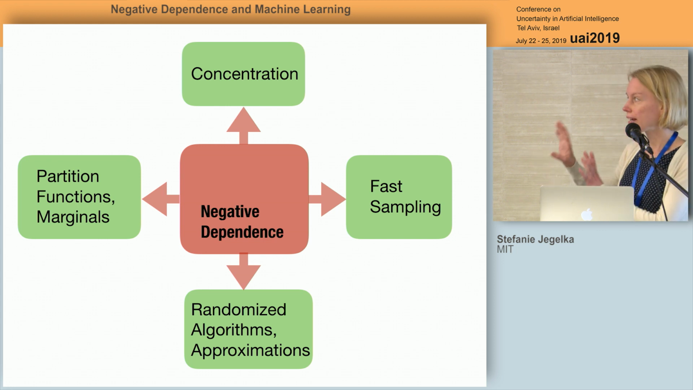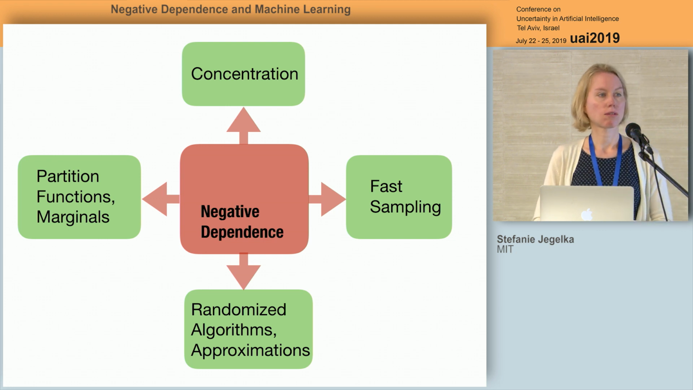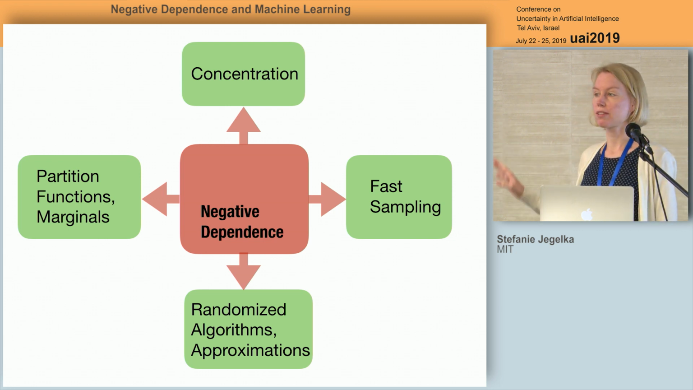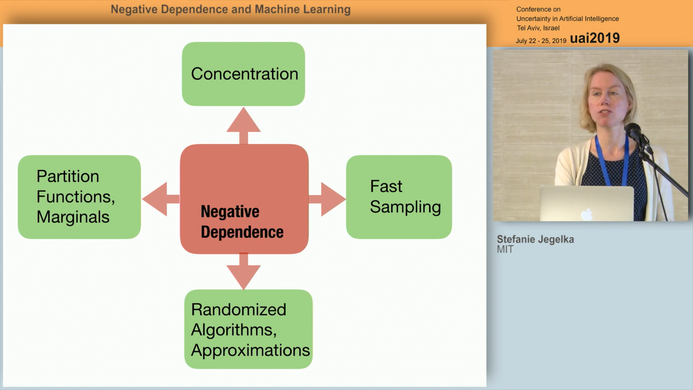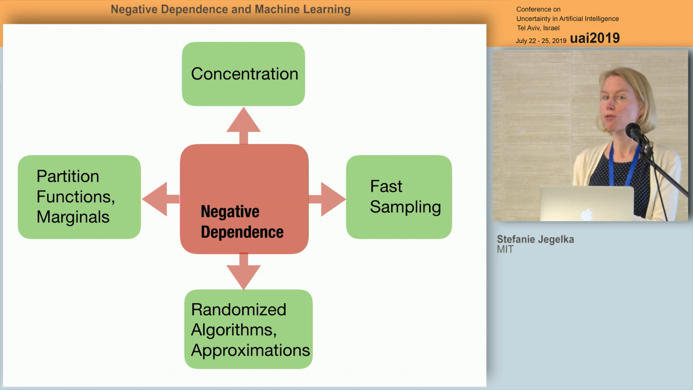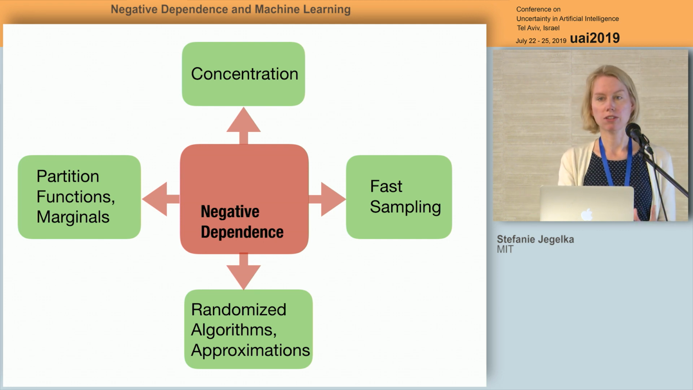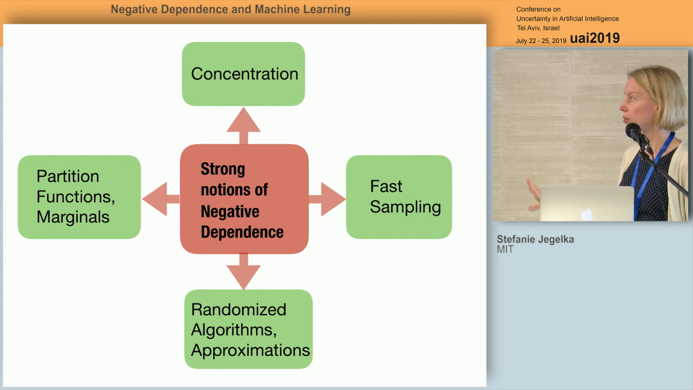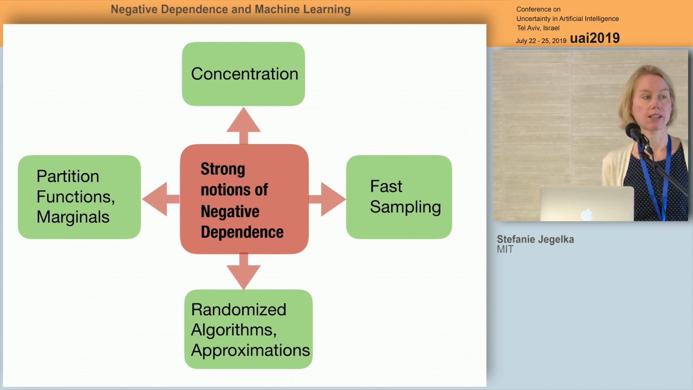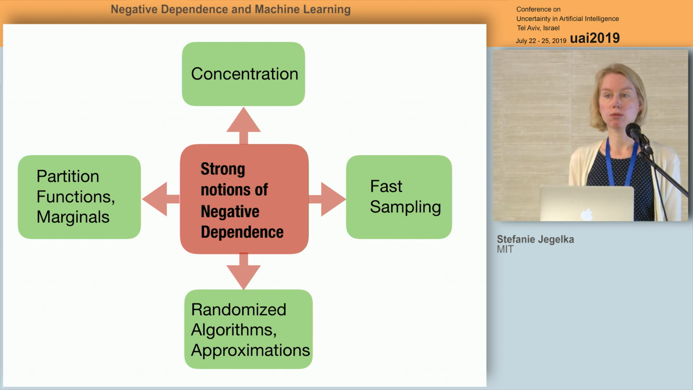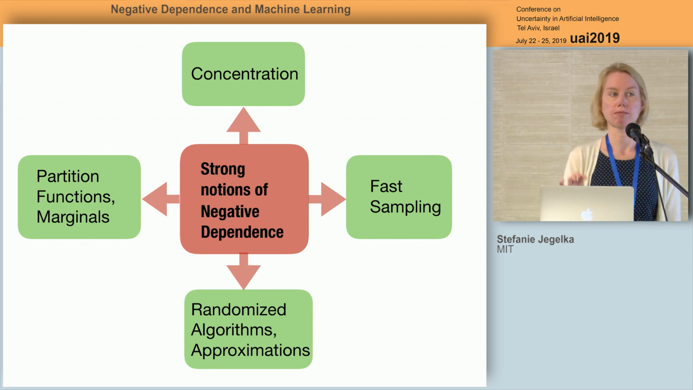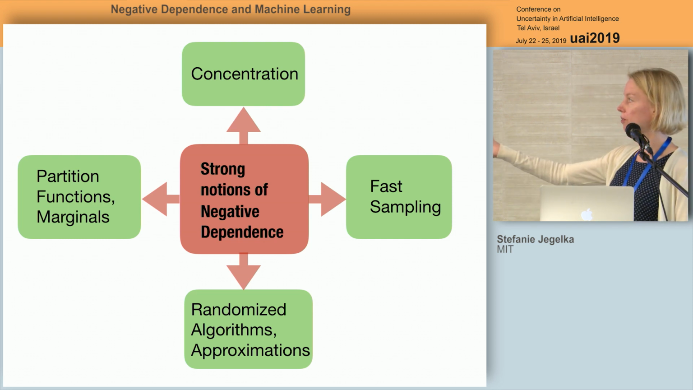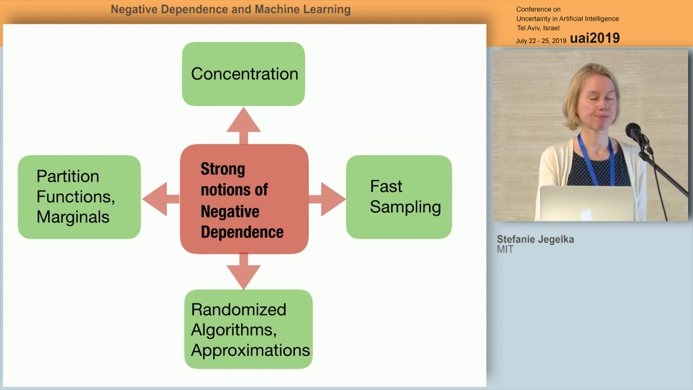Now, negative dependence, as I stated it, is in most cases too weak to have all these nice strong implications. So we need something stronger, essentially strengthening our pairwise negative correlations to something higher order. So essentially what we need is strong notions of negative dependence, and I'm going to tell you a little bit what kinds of notions these could be. That's roughly the big picture that could be potentially useful. We're going to talk mostly about sampling today.